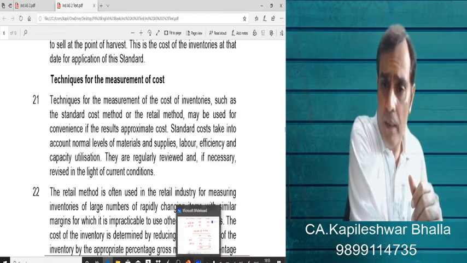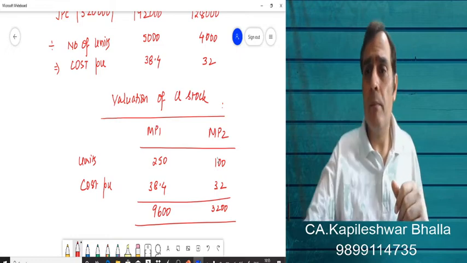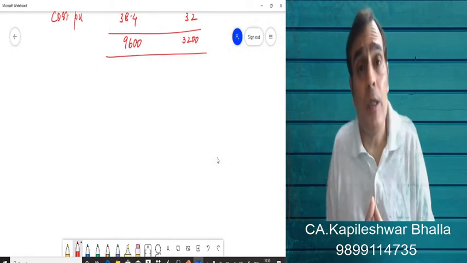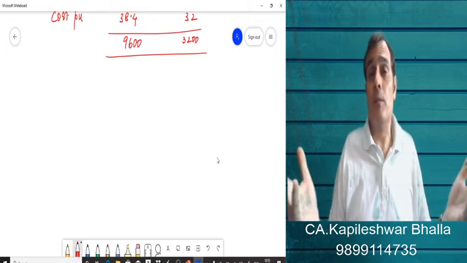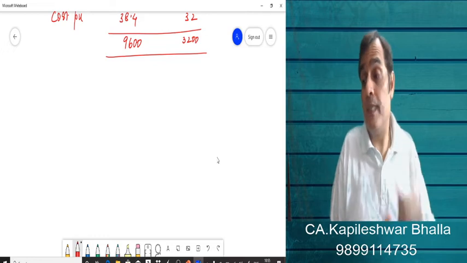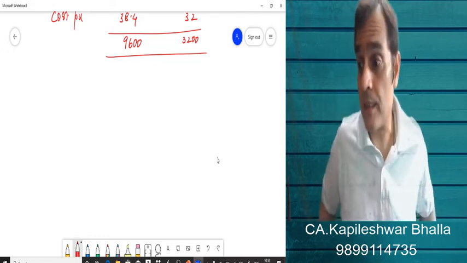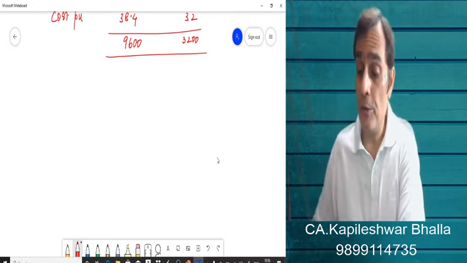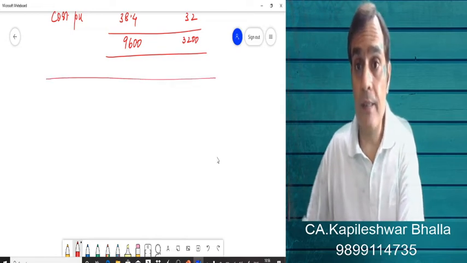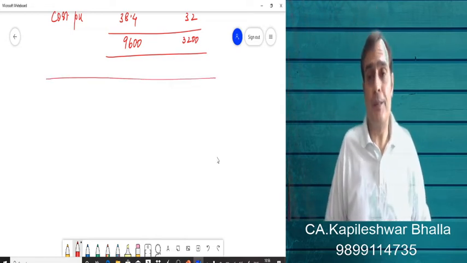Before I explain further, I remember a couple of years back, I saw a particular question somewhere. I don't remember the source now, but I read a question, and that question is coming to my mind at this stage, which I want to share with you so that I can elaborate the concept of the para number 21 further.